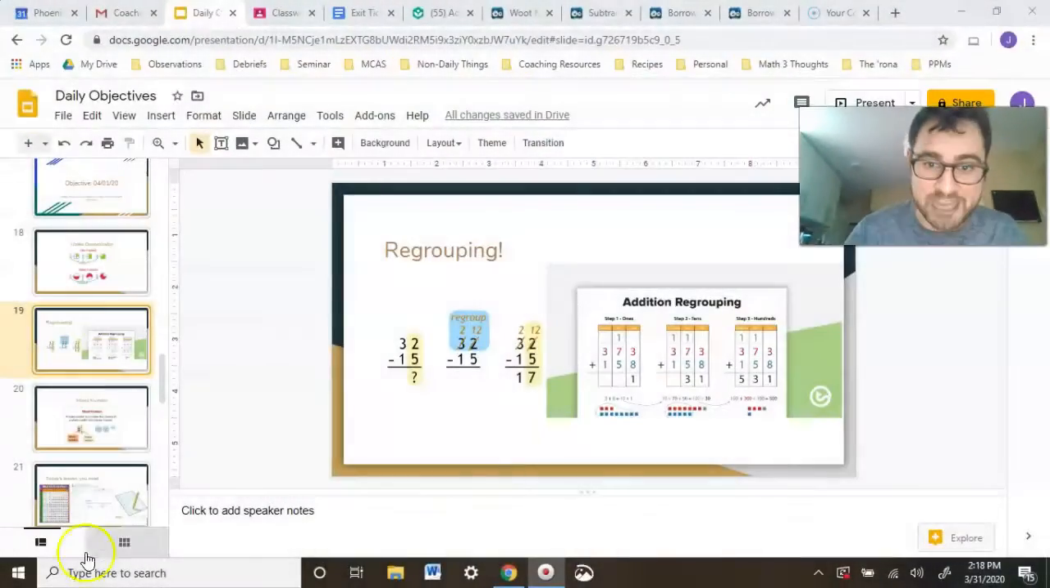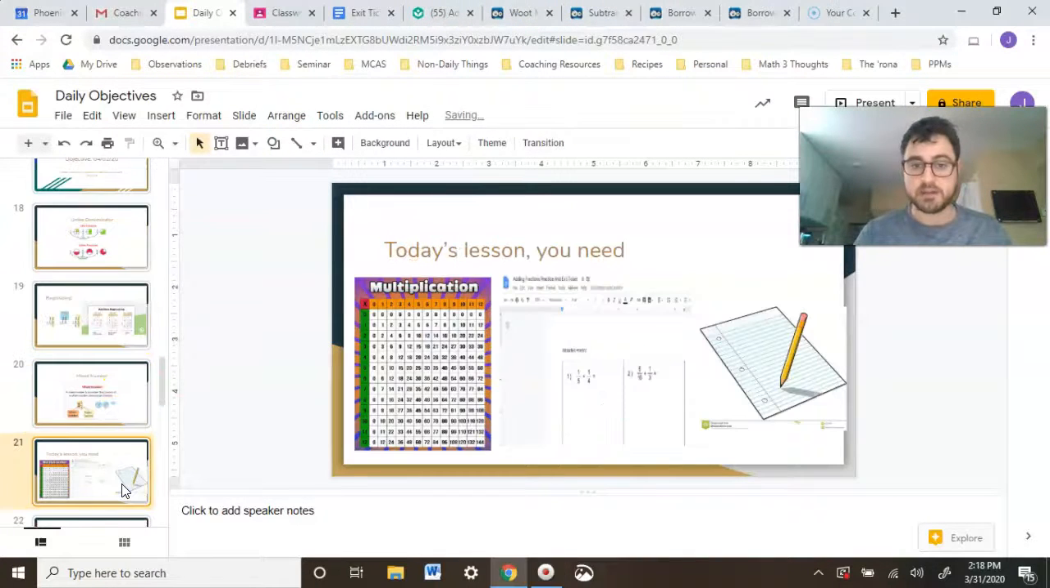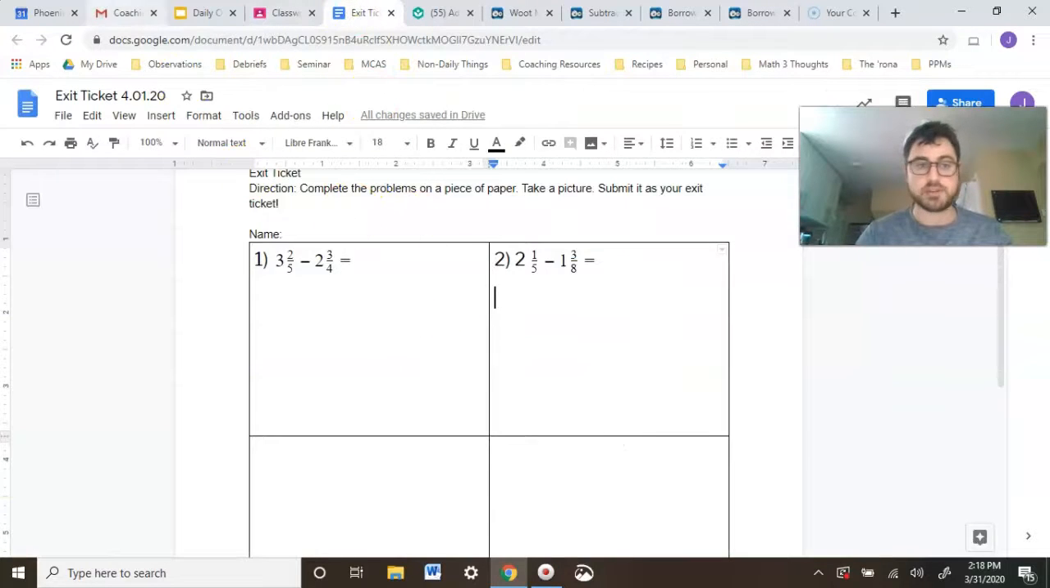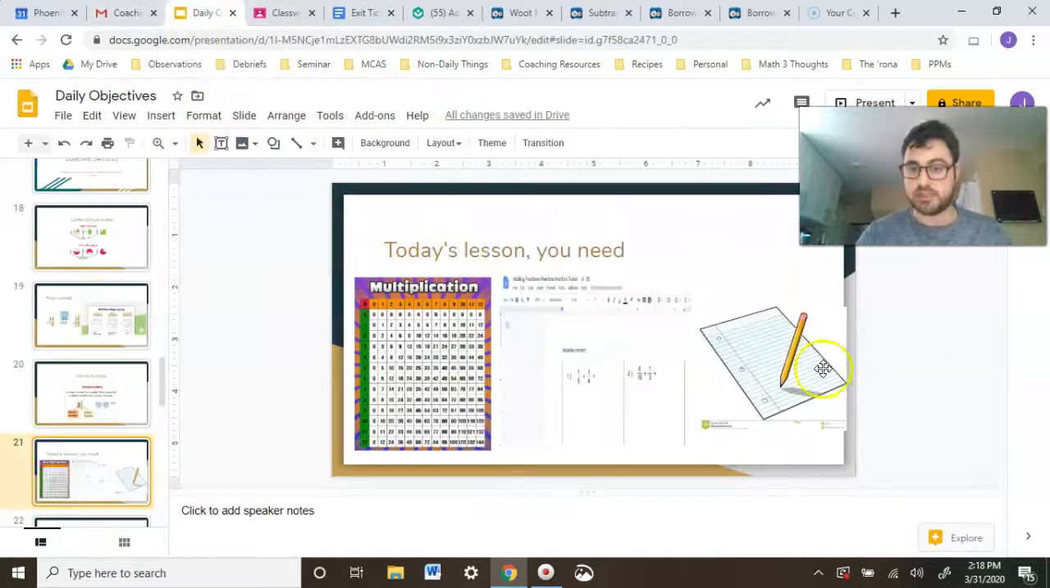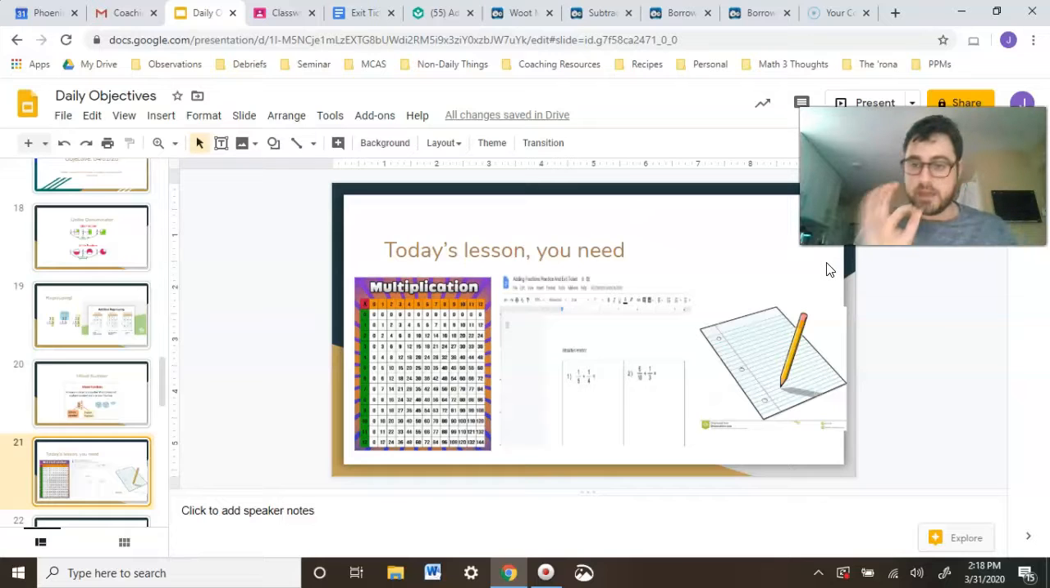We're going to be doing those exact problems here as we attack some of our adding and subtracting of mixed numbers. Now, in today's lesson, you will need a multiplication chart. You will need your exit ticket, which is a Google Doc. And of course, you will need a pencil and paper. I actually have it next to me this time, so you can use it. Good. Make sure you have those now.